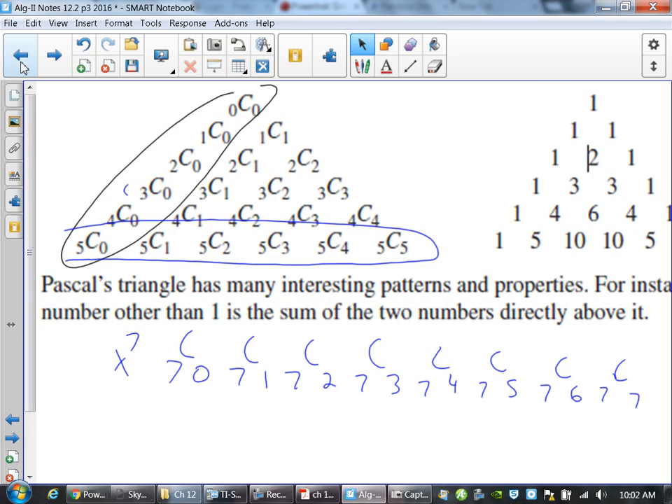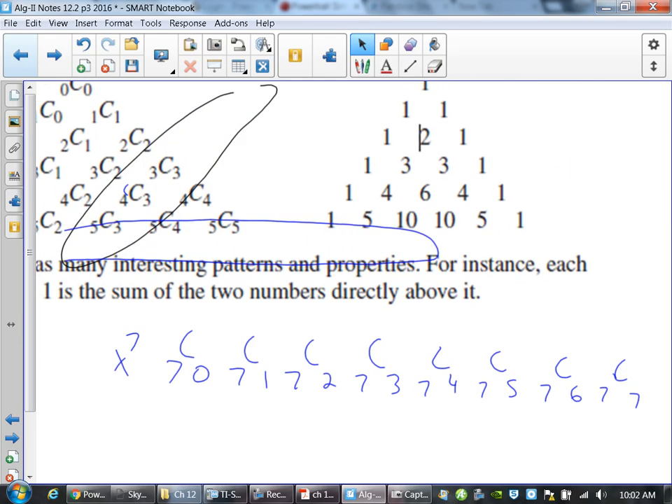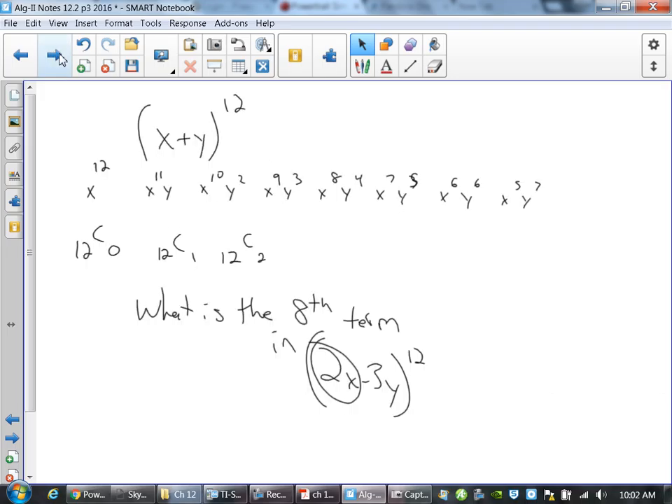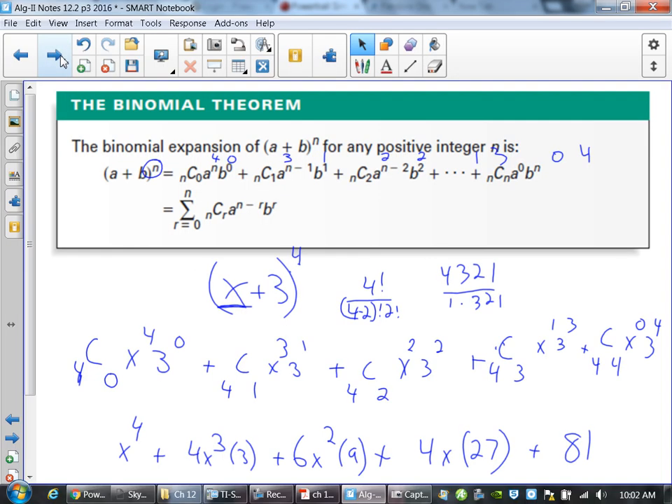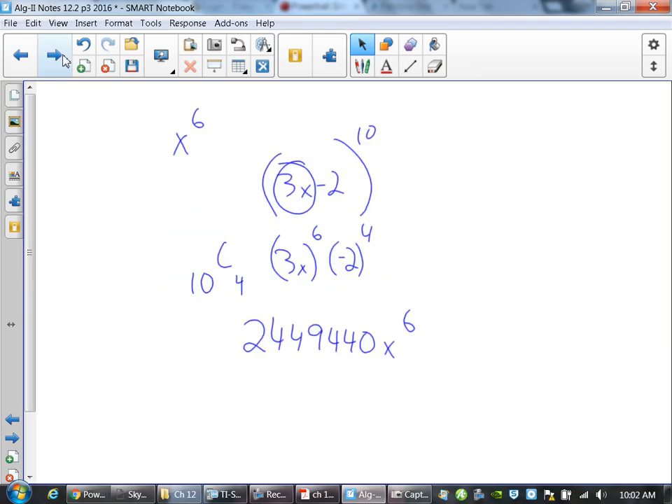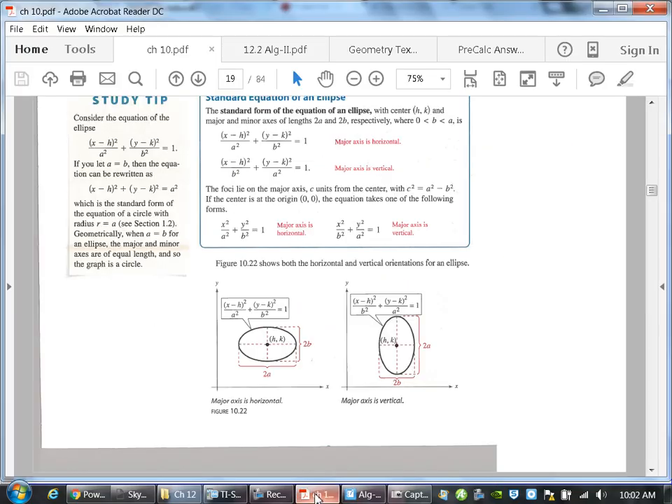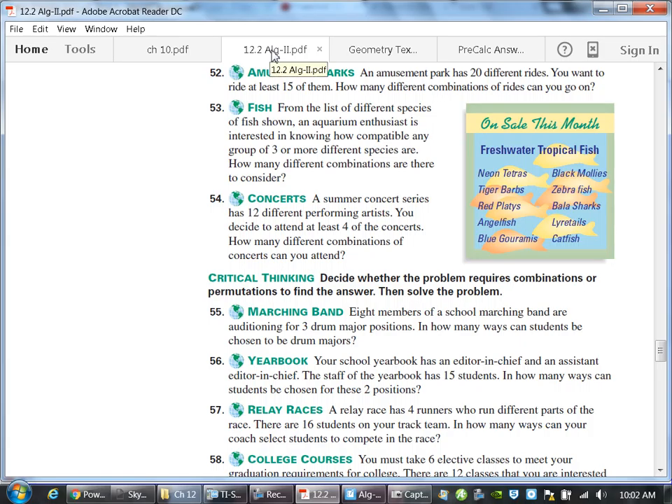You'll see that a lot. When you look at these: 1, 2, 1; 1, 3, 3, 1; 1, 4, 6, 4, 1; 1, 5, 10, 10, 5, 1. You'll see that pattern occur quite often. Well, actually, it will always occur. The only other really weird part of this stuff, guys, is when they're going to ask you to find a specific term within.